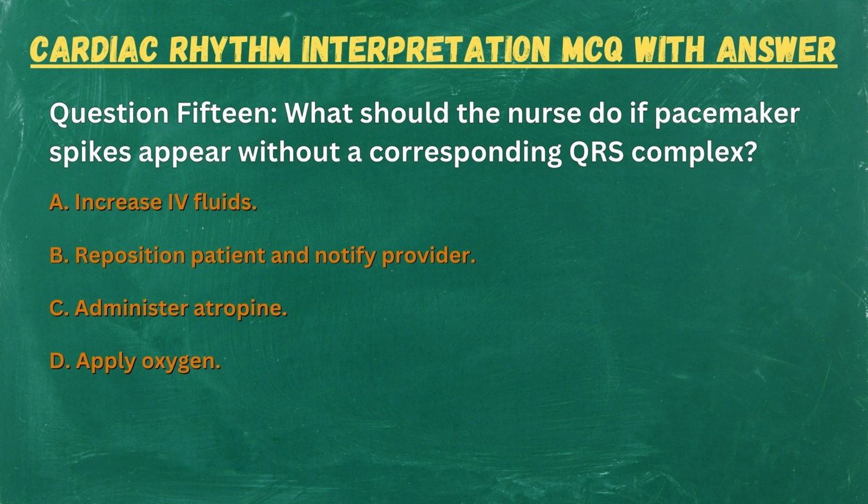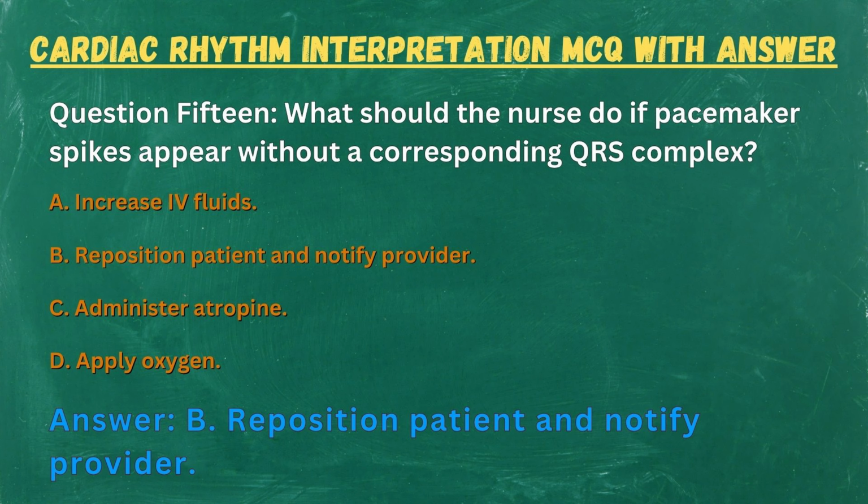Question 15. What should the nurse do if pacemaker spikes appear without a corresponding QRS complex? A. Increase IV fluids. B. Reposition patient and notify provider. C. Administer atropine. D. Apply oxygen. Answer: B. Reposition patient and notify provider.